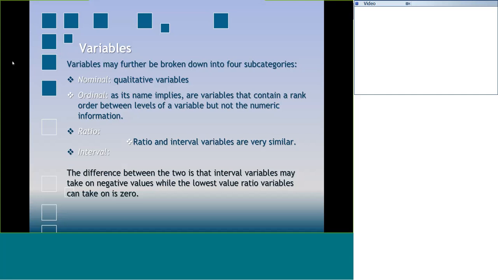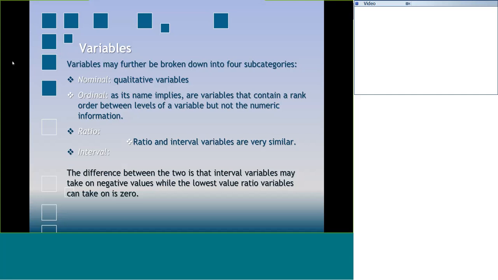Ratio and interval variables are very similar. With both types of variables, you know the order of different levels of the variable, and you know by how much those levels differ. The difference between the two is that interval variables may take on negative values, while the lowest value of a ratio variable is 0. Examples of interval variables include the temperature in Fahrenheit, your golf score, and the amount of money you have in your bank account. All of these examples can have values of 0 or less. Examples of ratio variables include age, height, weight, and blood pressure. Values of 0 for these variables do not make sense. For instance, there's not a person who weighs 0 pounds. Ratio and interval variables are also considered quantitative variables.